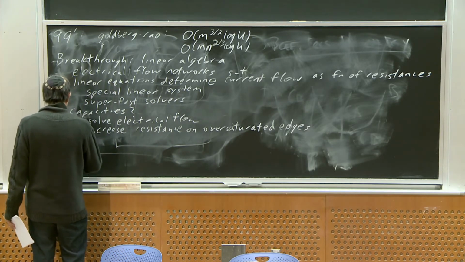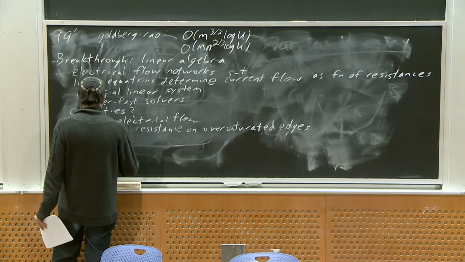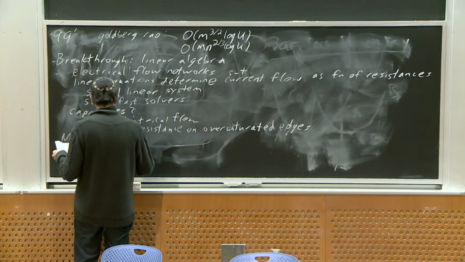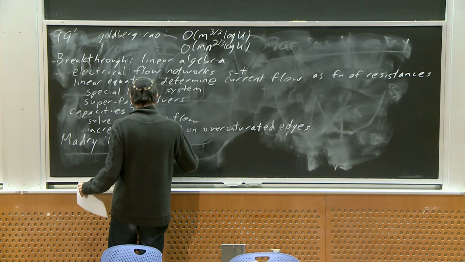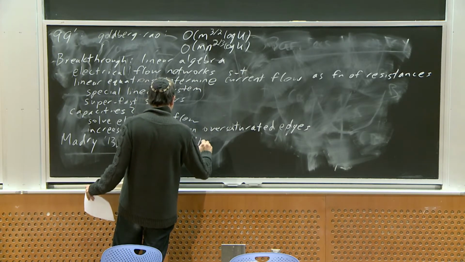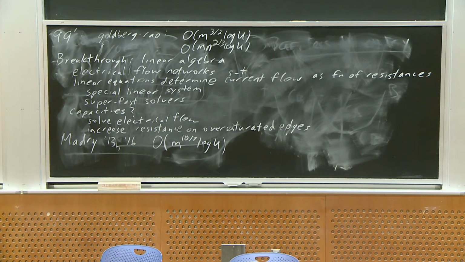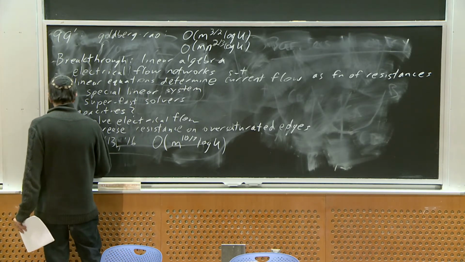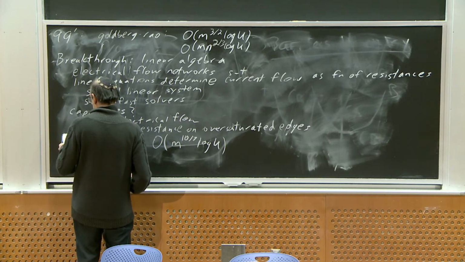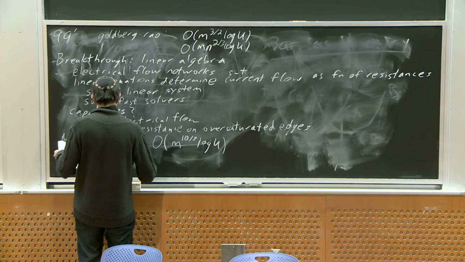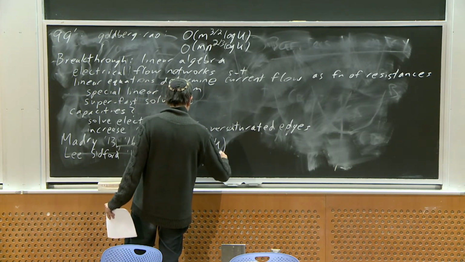Actually, one of the leaders in this work was Alexander Madry, who's a professor here. So in 2013 and 2016, he was able to use these techniques to get an order m to the 10/7th log u runtime, okay, which beats the m to the 3/2. And then some of his students, Lee and Sidford, in 2014, I think, they managed an order m square root of n log u.